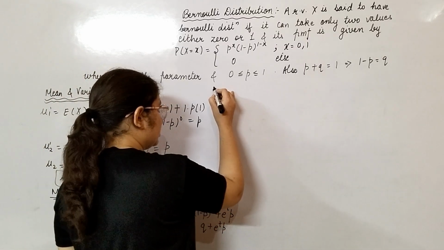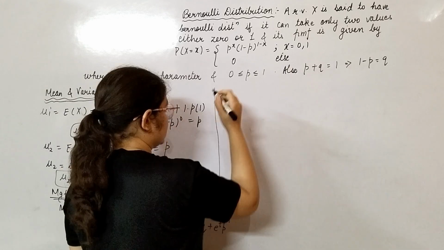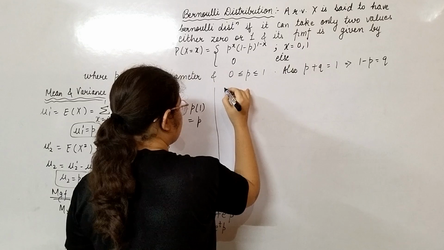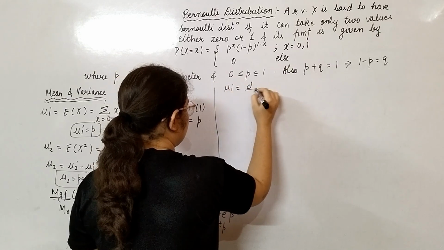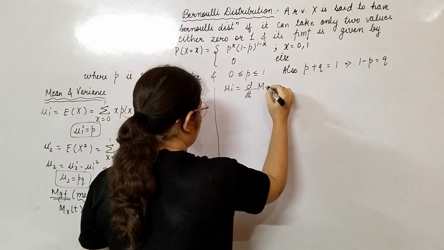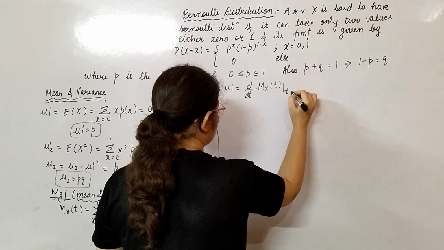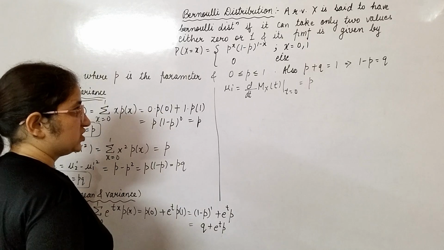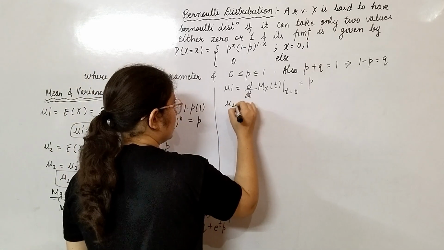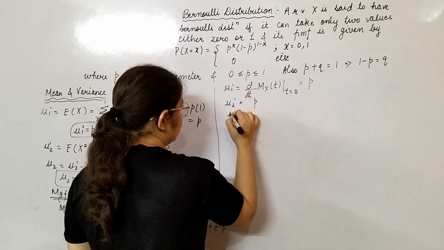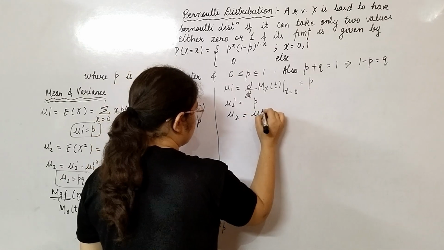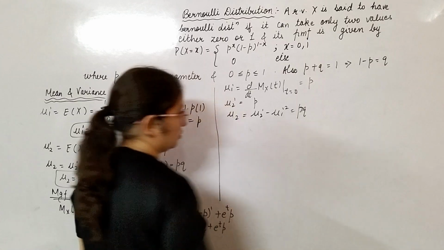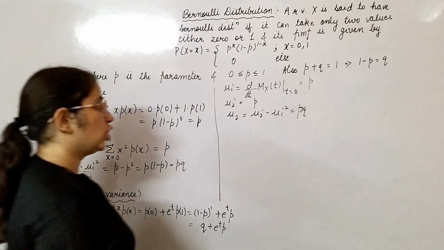Now to find out the mean and variance. Mean mu1 dash, वो क्या होगा, d by dt of Mx(t) at t is equal to 0. It will be p. Done. Similarly mu2 dash, you will find out p and then mu2 will be mu2 dash minus mu1 dash square which is pq. Done.